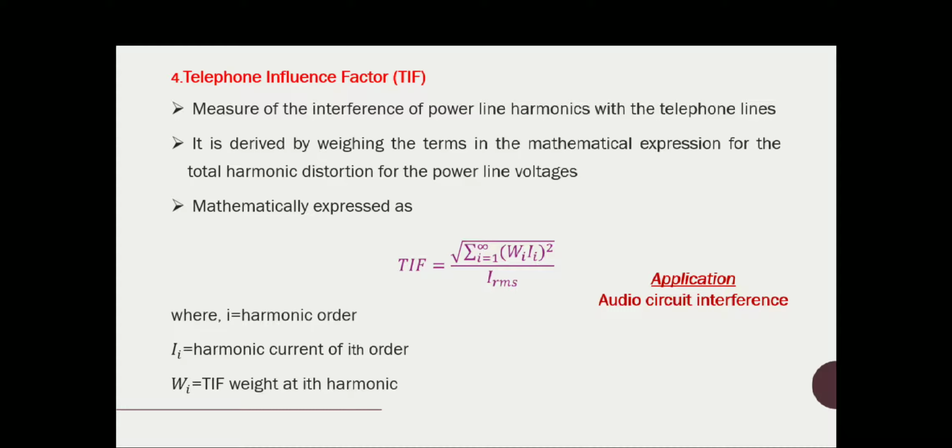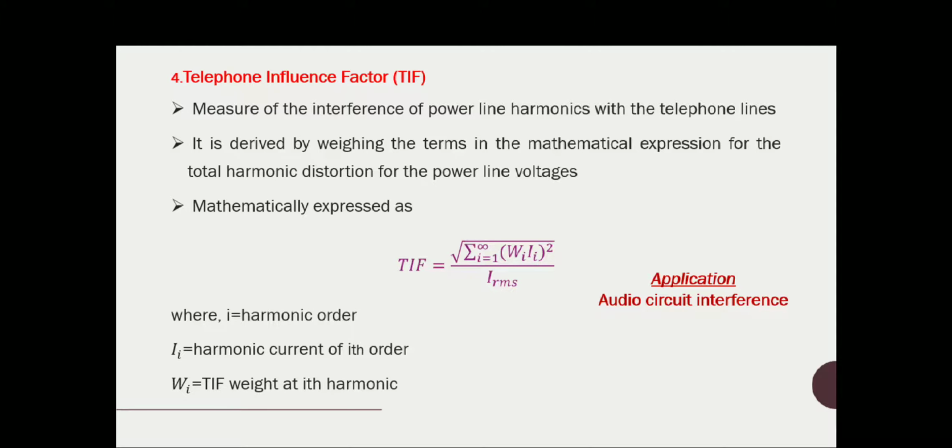Then another index is the telephone influence factor, or TIF. This is a measure of the interference of power line harmonics with telephone lines. The main application of TIF is in audio circuit interference. It is derived by weighting the terms in the mathematical expression for the total harmonic distortion of the power line voltages. There is a slight modification from the THD expression: only a weight component, Wi, is added.